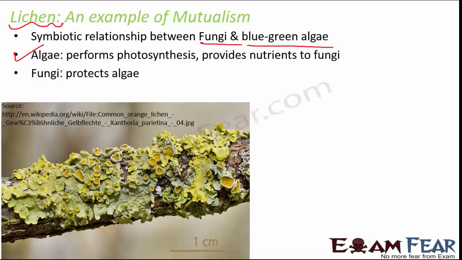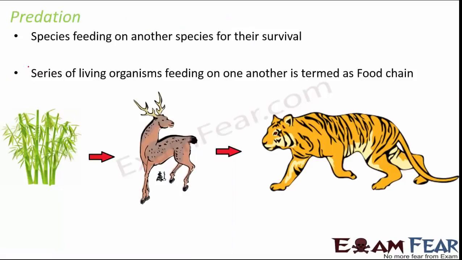So here algae, how is the algae benefited? So the algae gets protection from the fungi, whereas how does the fungi get benefited? Algae is photosynthetic. It can prepare food by photosynthesis, and therefore the fungi receives food from the algae. So both are getting benefited from each other.